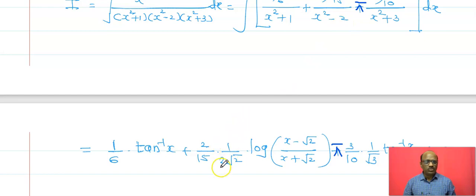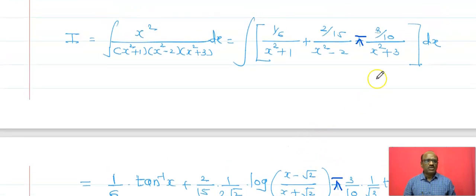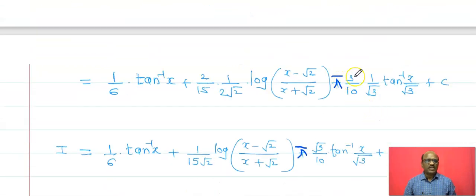So 1 upon 2 root 2 log of (x minus a) upon (x plus a), where a is root 2. And what about the last? Again, it is of the form tan inverse. That is minus 3 by 10 into 1 upon root 3, tan inverse of x upon root 3, plus c.